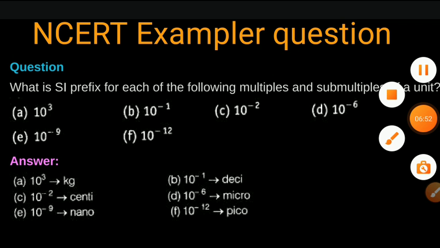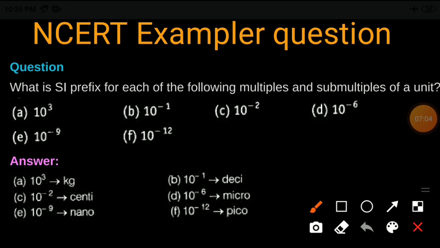Here one more NCERT exemplar question I have included in this video for your conceptual knowledge. The question is, what is the SI prefix for each of the following multiples and submultiples of a unit? 10 to the power 3, 10 to the power minus 1, 10 to the power minus 2, 10 to the power minus 6, 10 to the power minus 9 and 10 to the power minus 12. So 10 to the power 3 corresponds to kilo. Whenever it is 10 to the power 3, we say kilo.